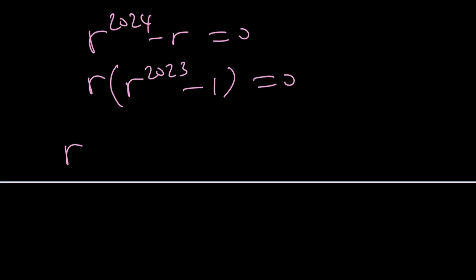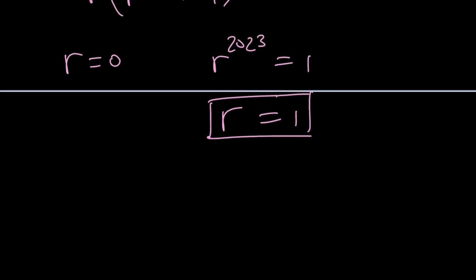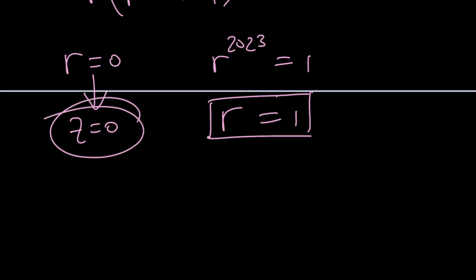And now we get two things. r is equal to 0, or r to the power 2023 is equal to 1, which means r is equal to 1 because r is a real number. It can only be 1 in this case. Don't worry about the 2023 roots. You're not looking for a complex solution. r equals 0 means z is equal to 0, because that's the only possibility. That's not that interesting, but z equals 0 is definitely a solution.